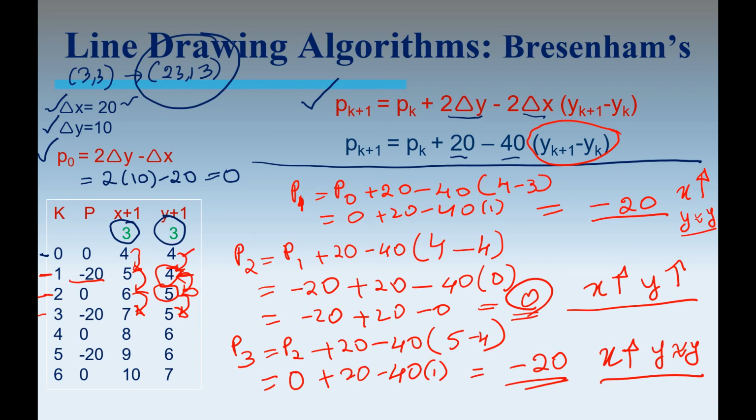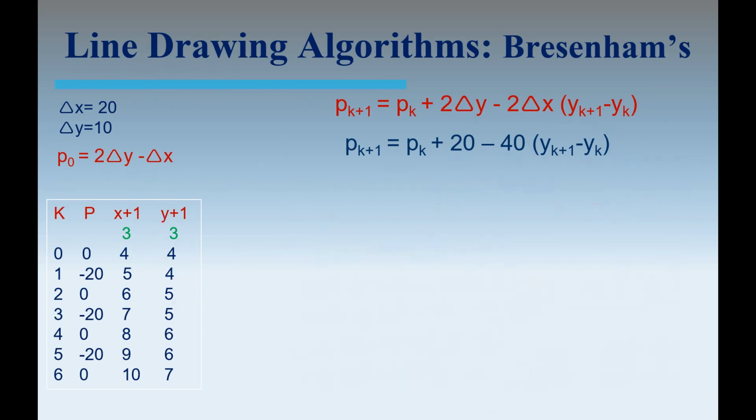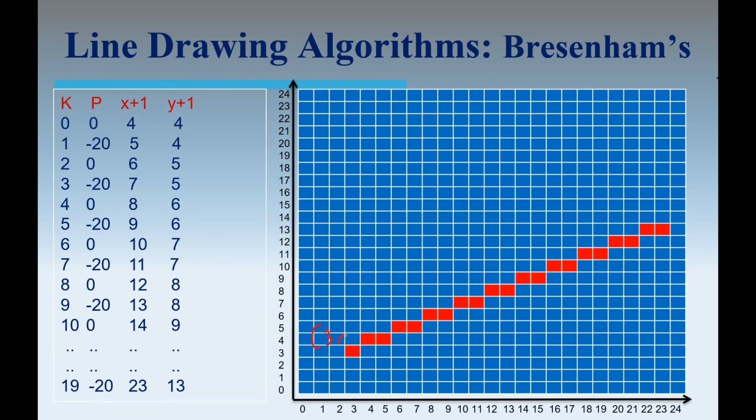All right, this is how it is calculated. Now let us try to plot this particular example. You start from 3, 3. Now we end at 23, 13. So the movement that we make using a pixel, when we calculate like this, the first step is 4 and 4. Next step is 5 and 4. This is your 5, 4. Okay, and then you get 6, 5. This is our 6, 5.